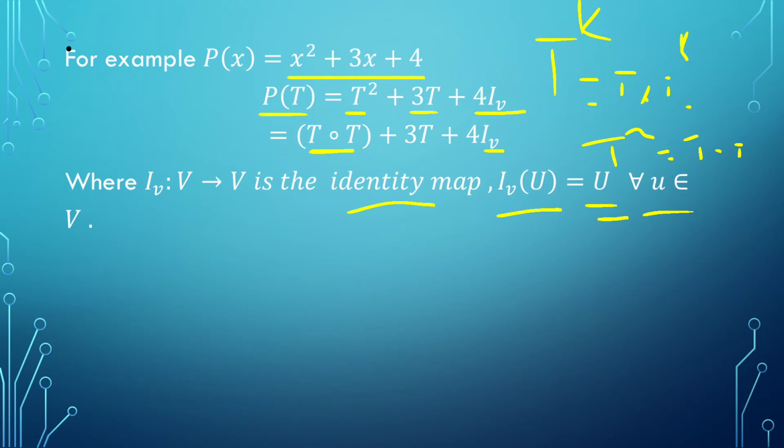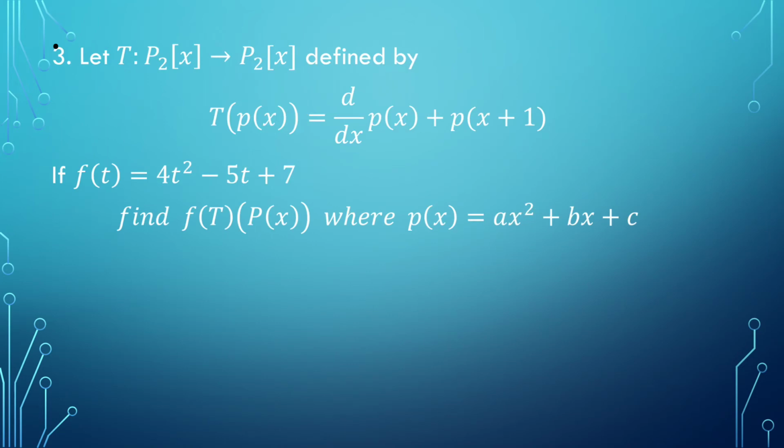That's generally the identity map. So having noted that, we can look at example 3 here.